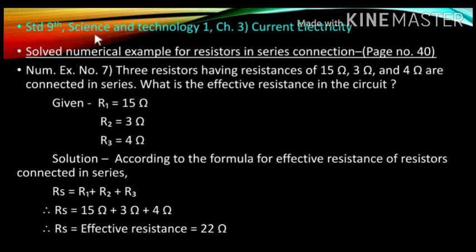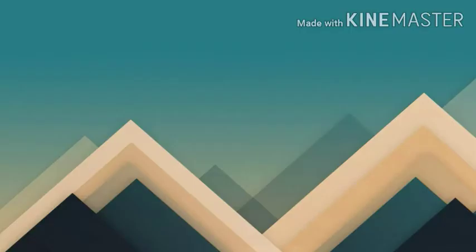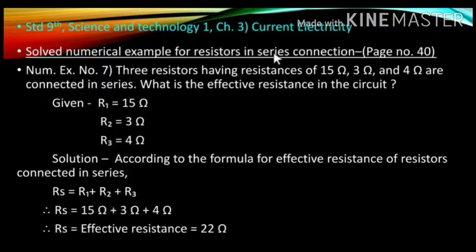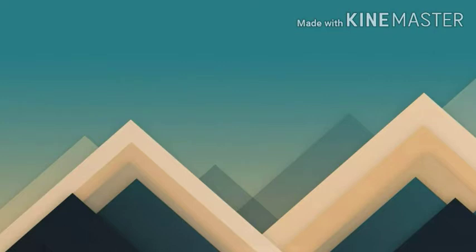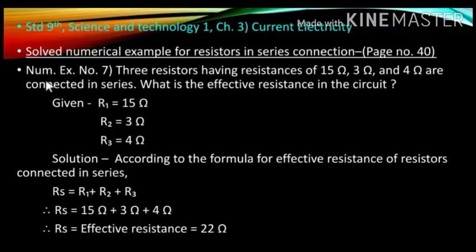Standard 9th, Science and Technology Part 1st, Chapter number 3, Current Electricity. Now, here we are going to study how to solve the numerical examples if the resistors are connected in series. On page number 40, the example given is numerical example number 7.